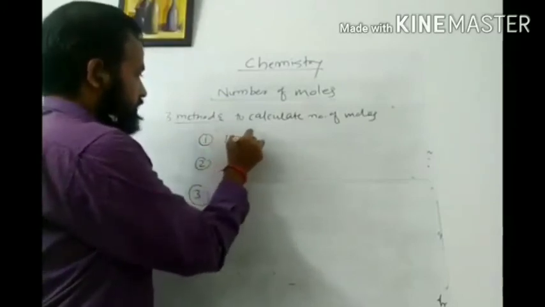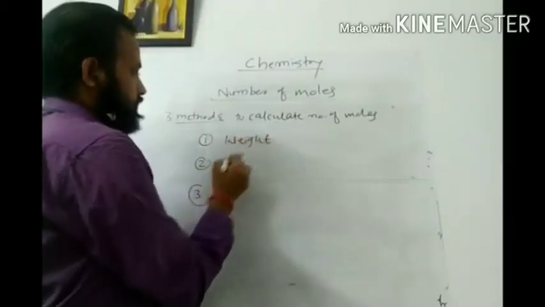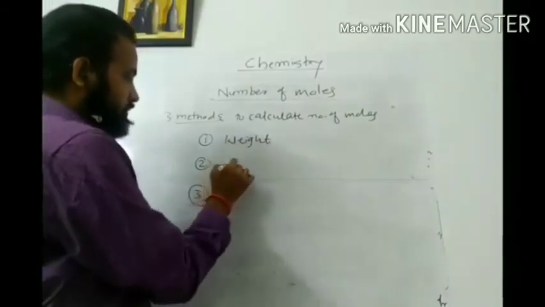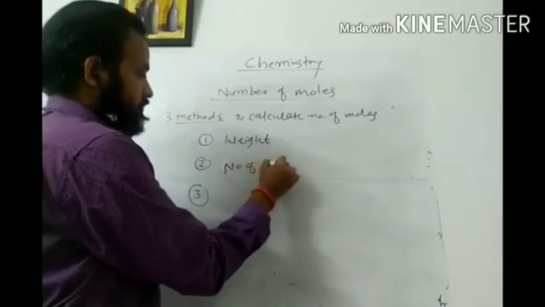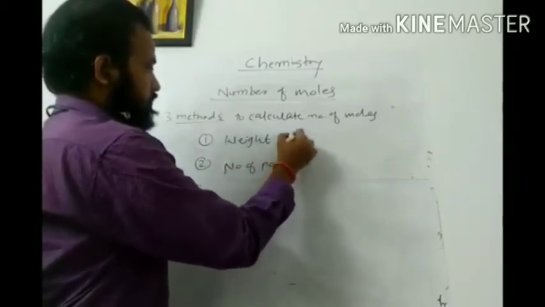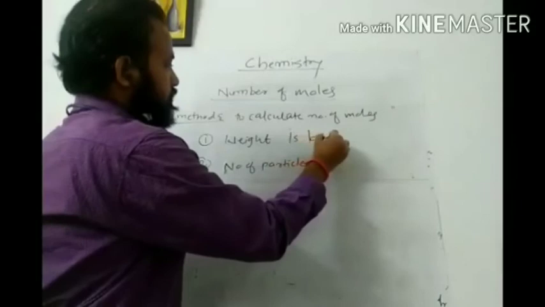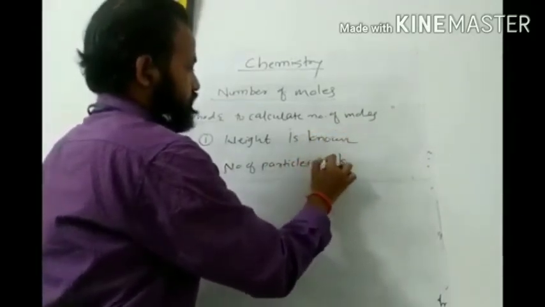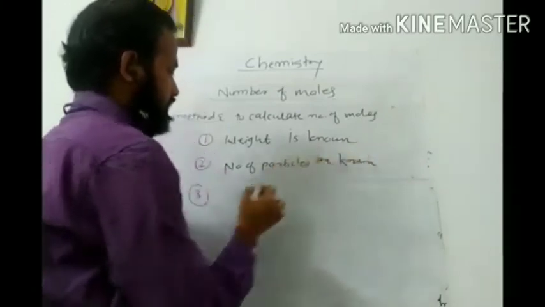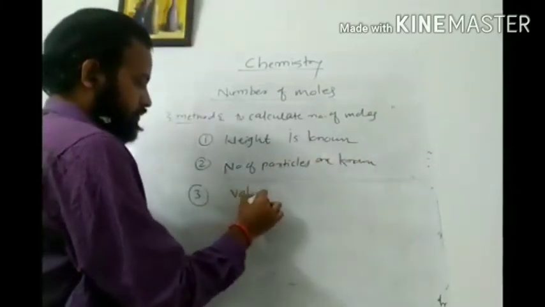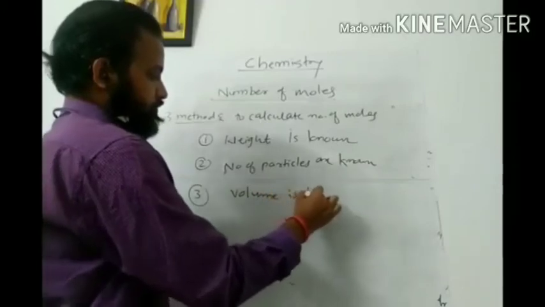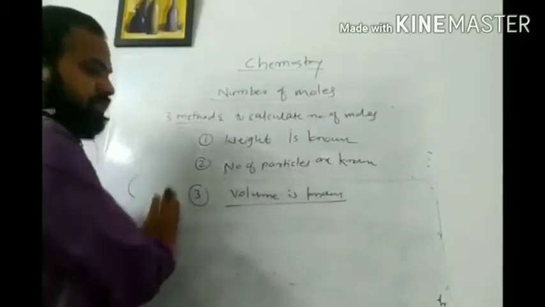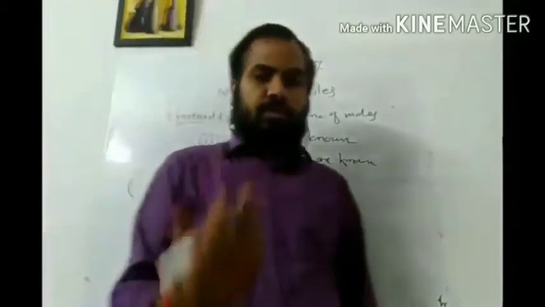When weight is given, when number of particles are given, weight is known, number of particles are known, and the third one is volume known. So we can calculate number of moles in these 3 categories. Okay, now we will discuss them one by one.